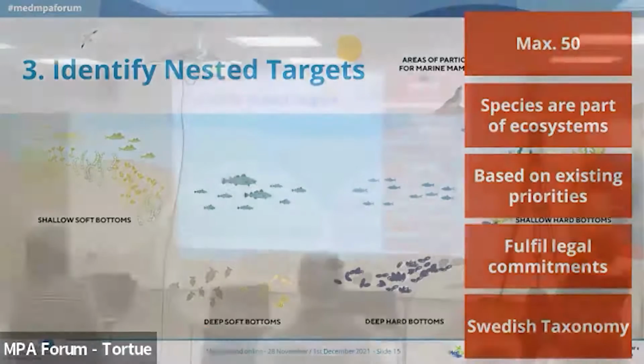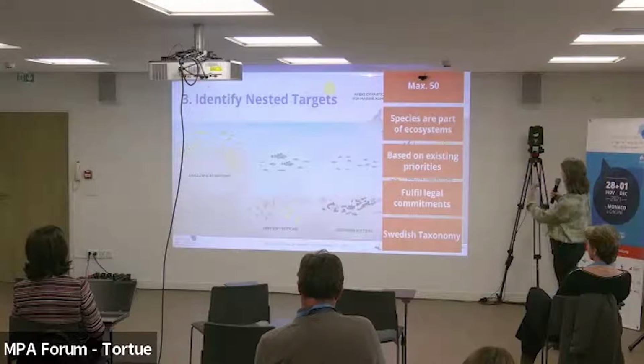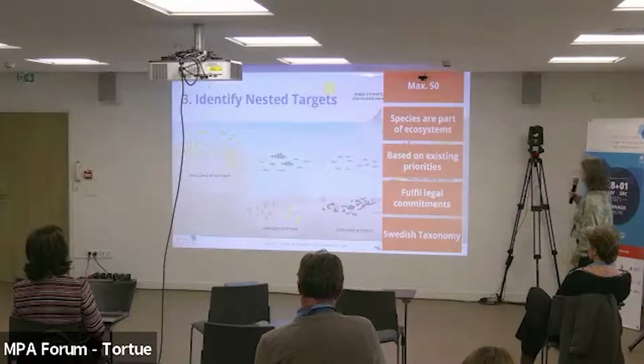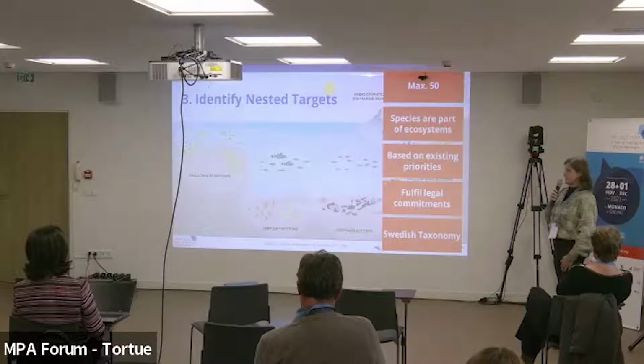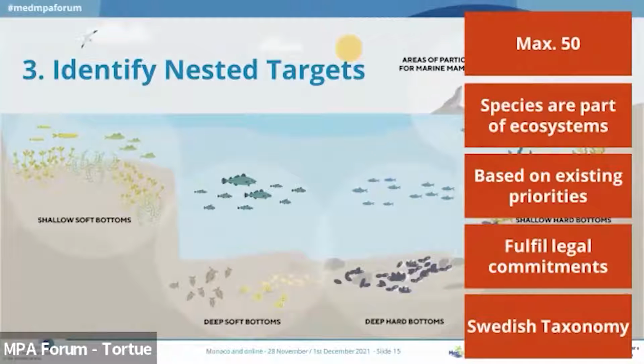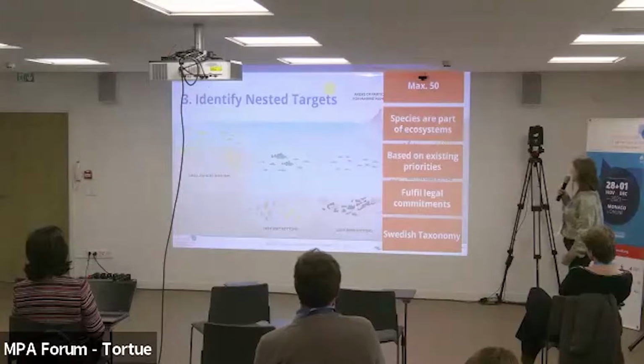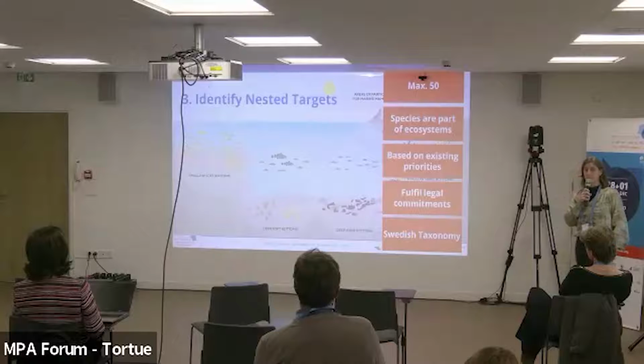So we used a couple of guiding principles when we worked with these nested targets. We limited it to a maximum of 50. I think we ended up with 48, assuming that species are part of ecosystems. Most of our nested targets are place-based, based on existing priorities, and important to also fulfill legal commitments, and as much as possible use existing language from other priorities and commitments as well. Next slide, please.